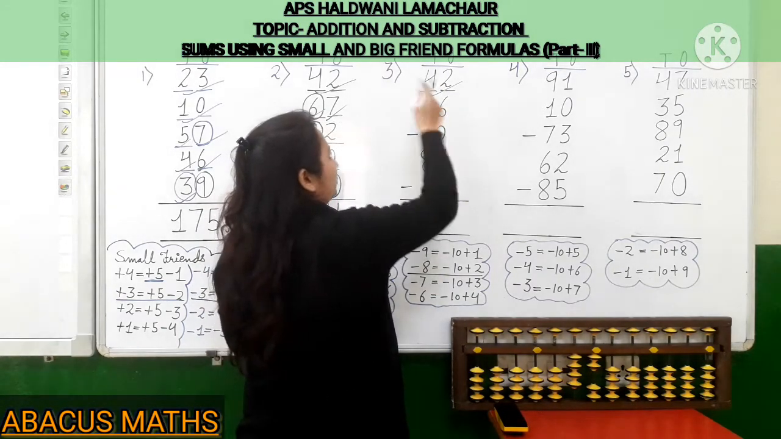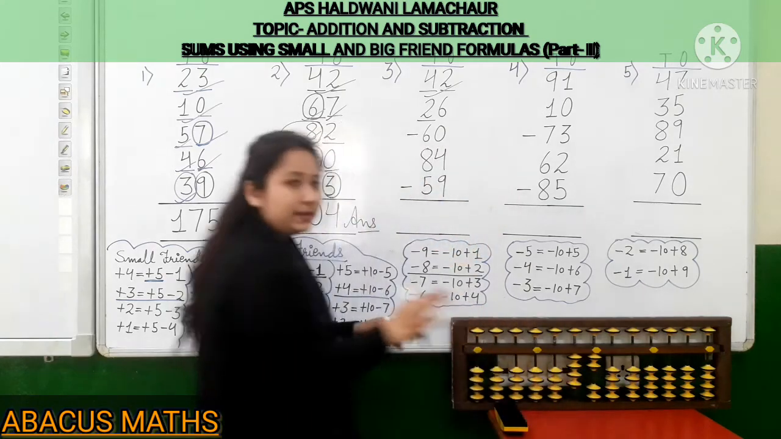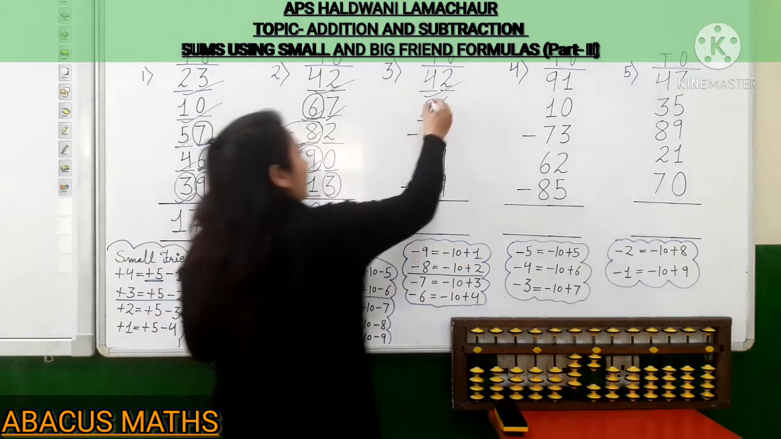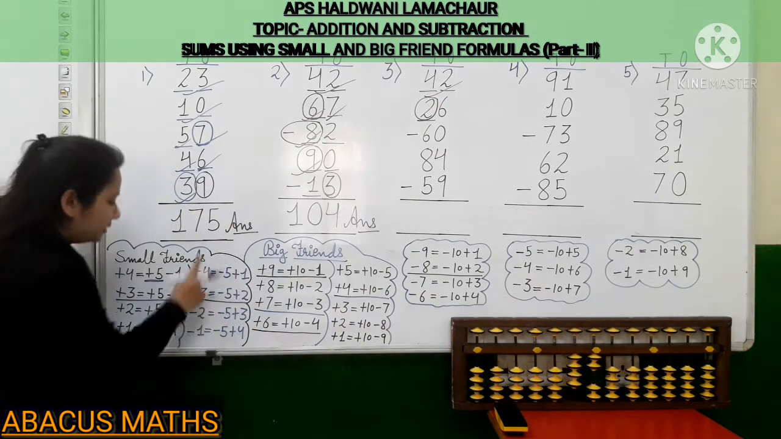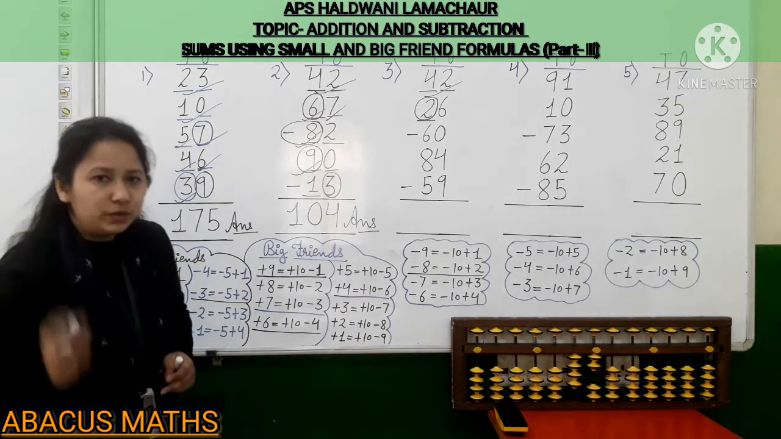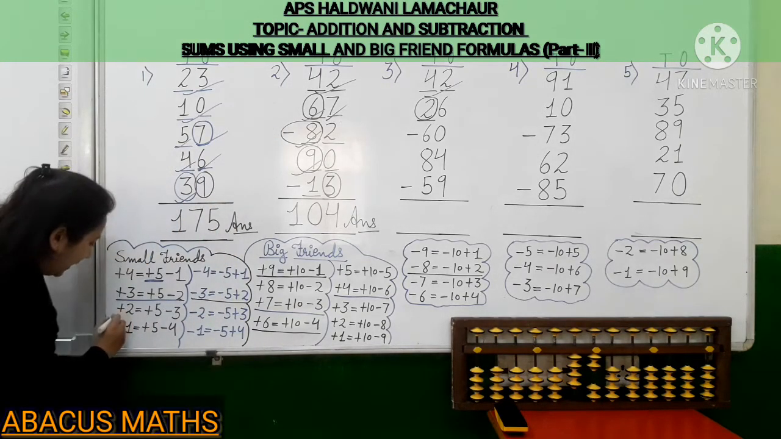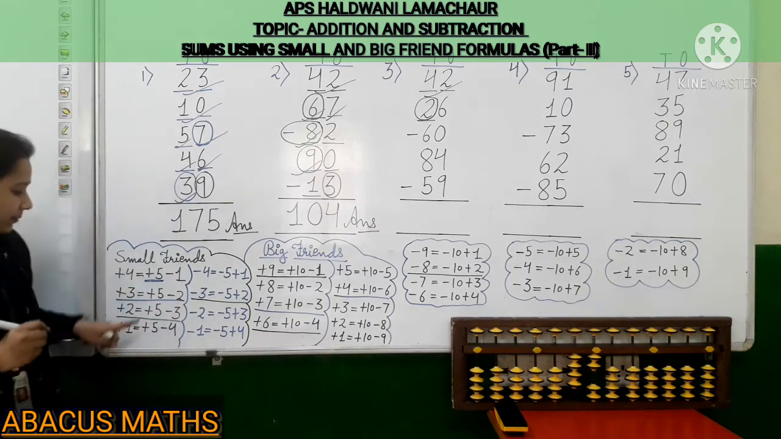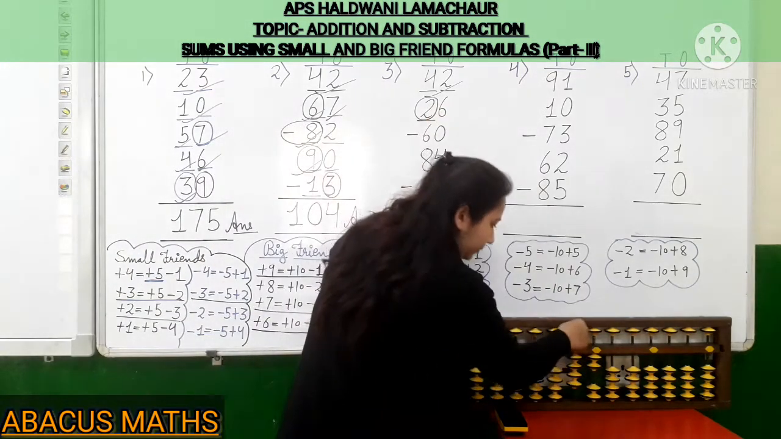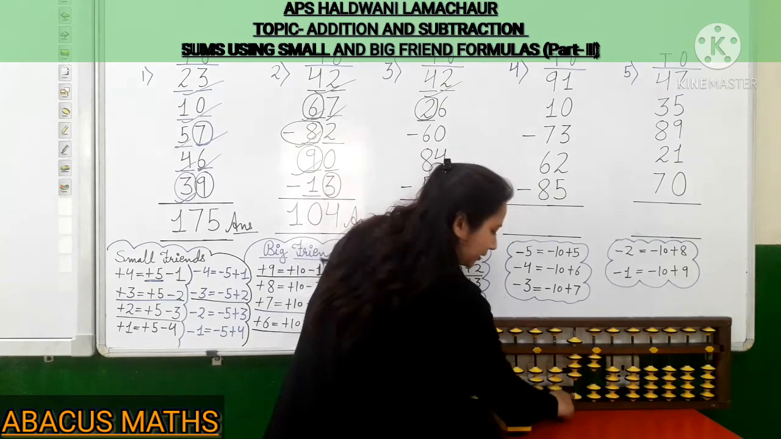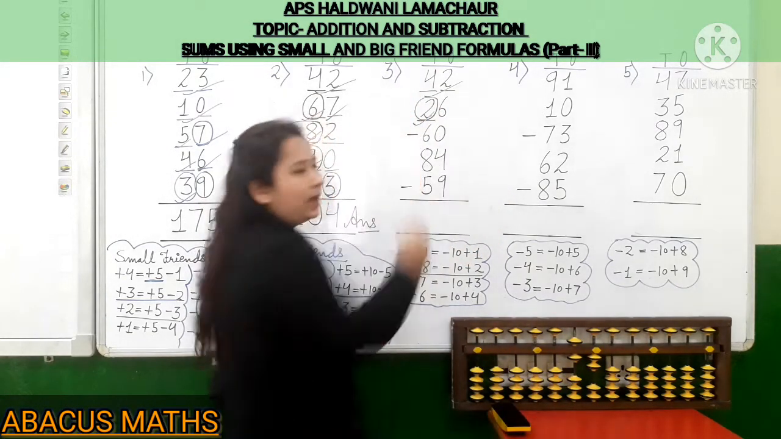Next, add this 2 in the tens rod. See, 2 you have to add in the tens rod, but the bead is not there. So for this 2, take the help of small friends. As you know, in small friends there are numbers from 1 to 4. So for adding 2, see, this formula: plus 5 minus 3. So for adding 2, plus 5 minus 3, and your 2 is added.